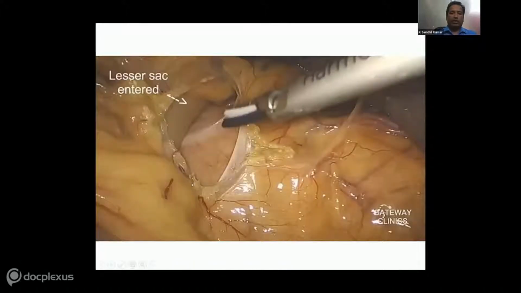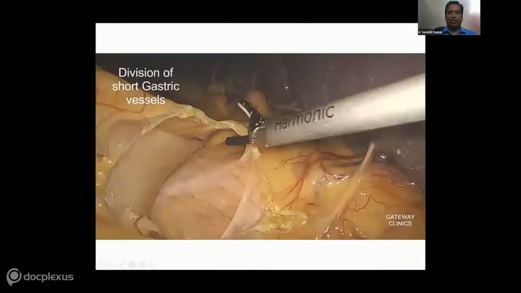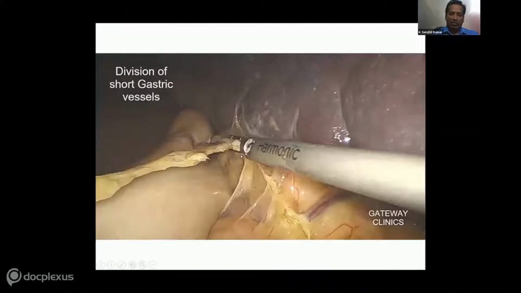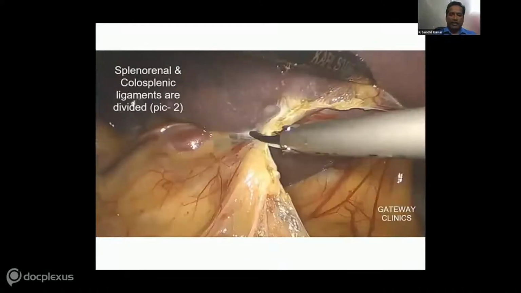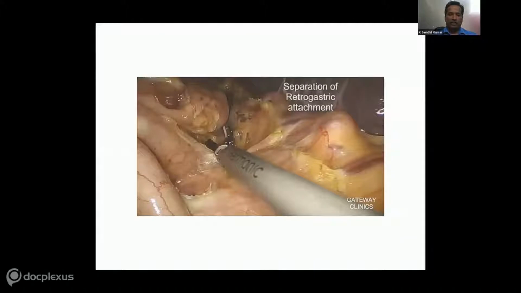And as you go up, you can see the lesser sac, and we'll be dividing the gastrosplenic ligament as well as the short gastric vessels. Once you do that, it will expose the entire lesser sac and the splenic artery as well as the splenic vein beautifully. And this is the division of the lowermost attachment from the spleen to the colon. So the splenic flexure of the colon will move away, and the stomach also will move medially.